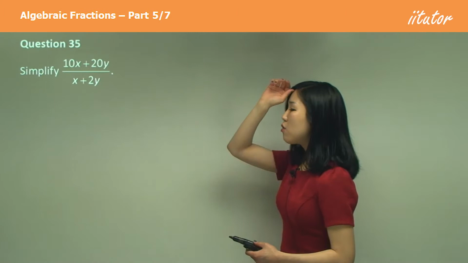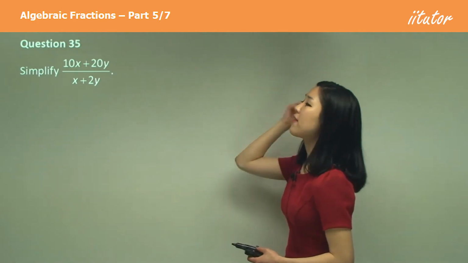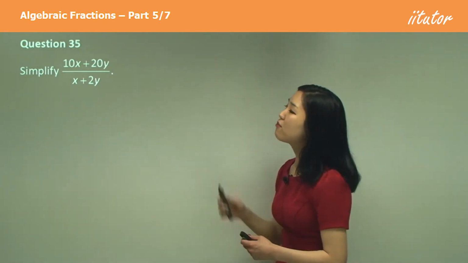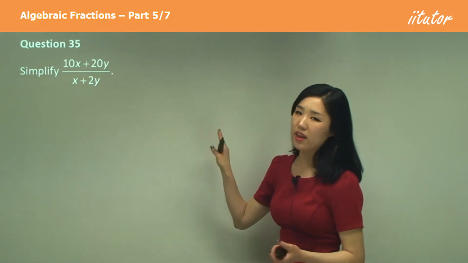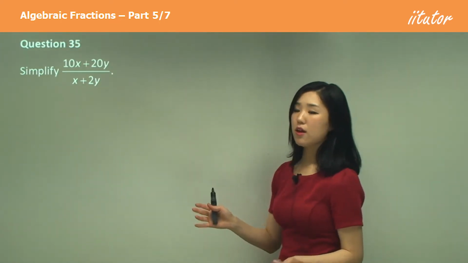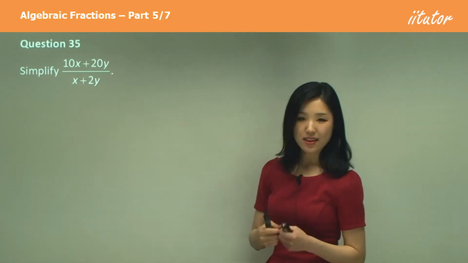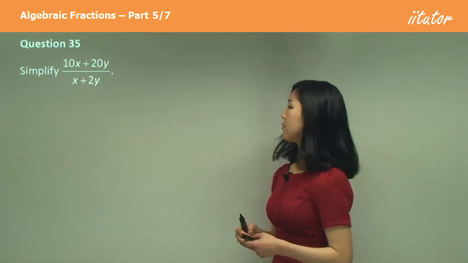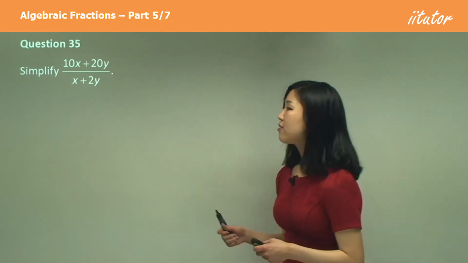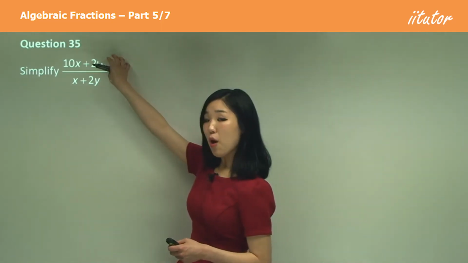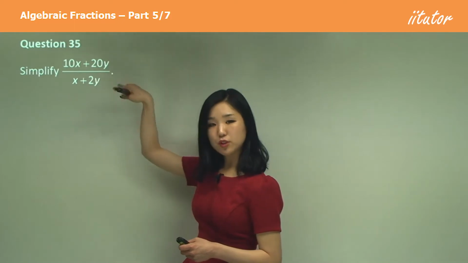Okay, now we've got a fraction. We want to simplify that fraction. Now if you're adding something on the numerator and adding or subtracting something on the denominator, see if you can factorize anything, okay? Factorizing is a good thing to use when you're trying to simplify fractions. So try to see if you can factorize the top and the bottom individually.